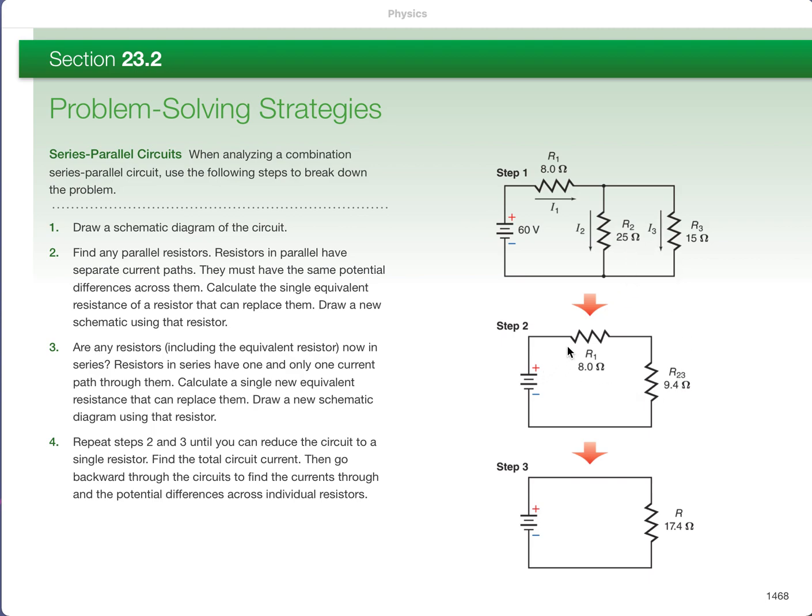Now you look and you say, now we have 2 resistors in series because there's no more split anymore and they do share the same current. So we can use the formula for series circuits to now find the equivalent resistance. Now we have 1 resistor that behaves the same or draws the same current from the battery as all these other resistors combined.